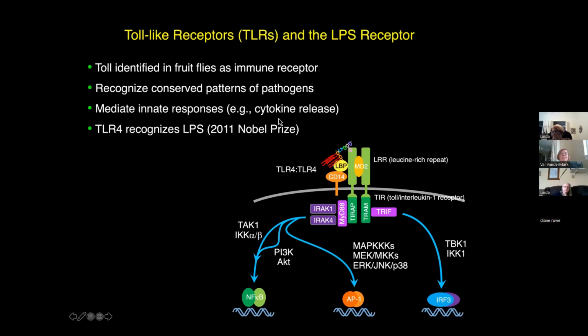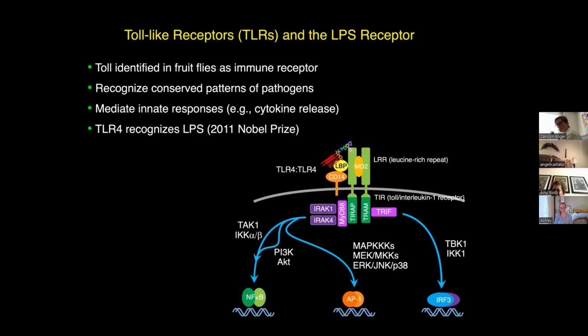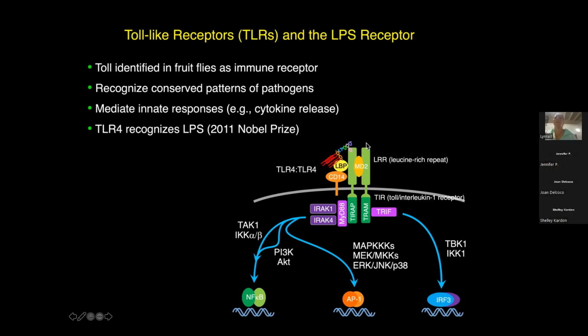These toll-like receptors recognize conserved patterns of pathogens, including LPS, as we'll see in a minute. Usually a consequence of this is release of factors, such as cytokines, that stimulate immune responses and draw in other white blood cells. The receptor for LPS is called toll-like receptor 4, TLR4, and this resulted in the 2011 Nobel Prize for Bruce Beutler.